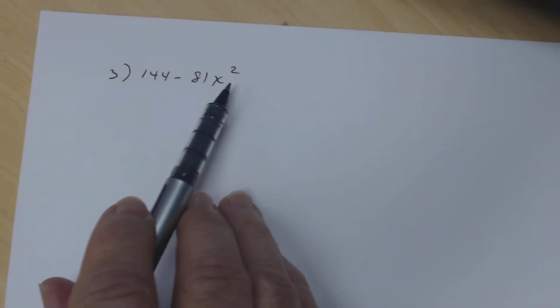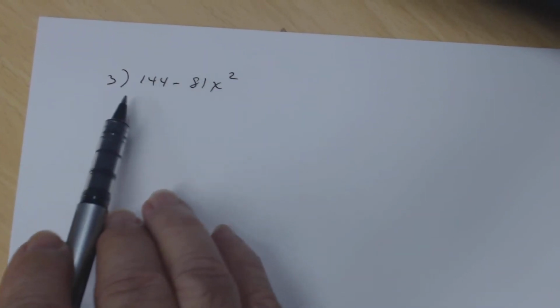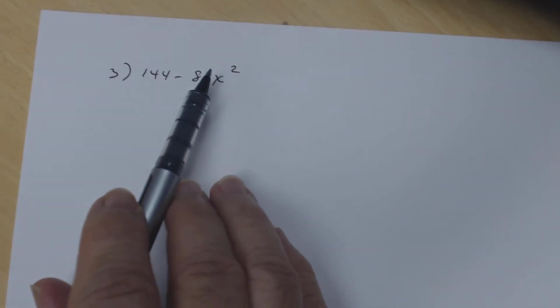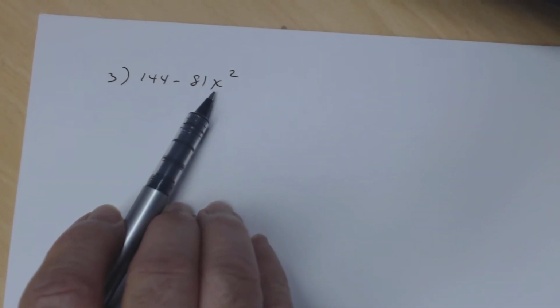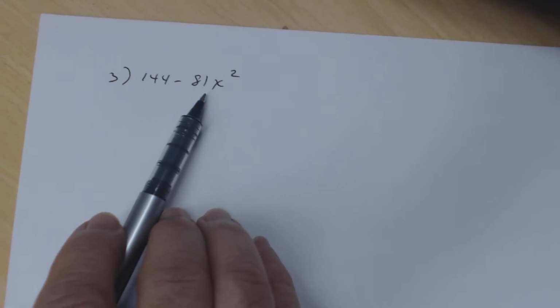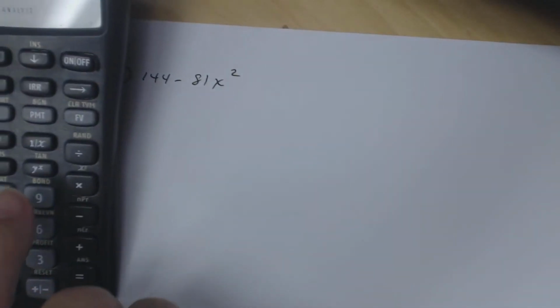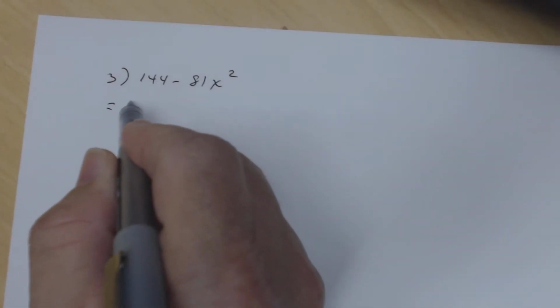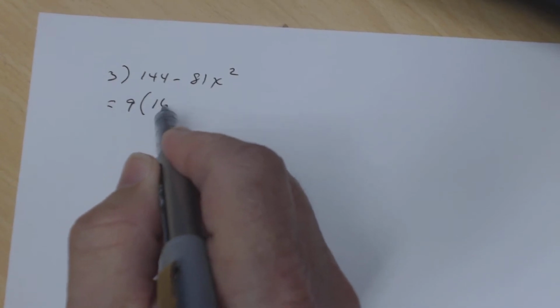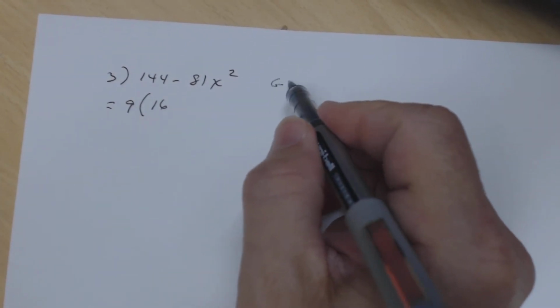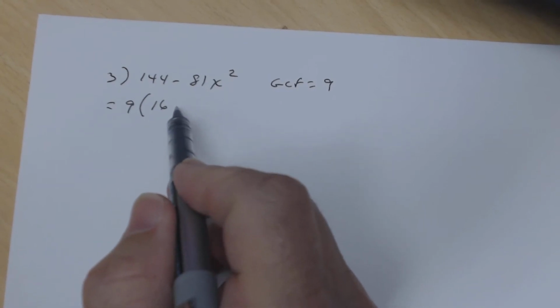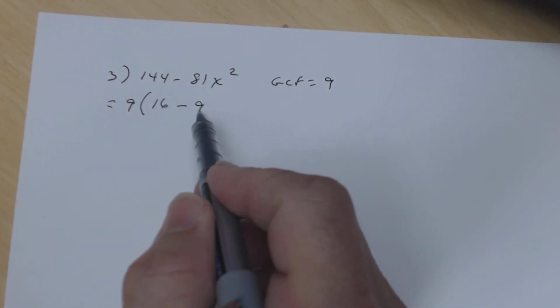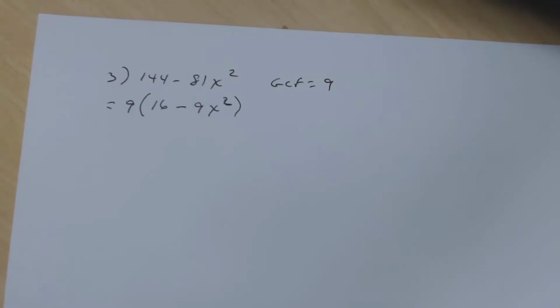again, the first thing you always want to do is look for a GCF. And the GCF here is not 1. The GCF here is 9. Because if you look at this, 144 divided by 9 is 16. Okay? So you want to take out the 9 first. So I get 9 times 16, because 9 times 16 is 144. Remember, the GCF is 9. And then minus, over here, there's going to be 9x squared. Okay? All right, so we have so far.